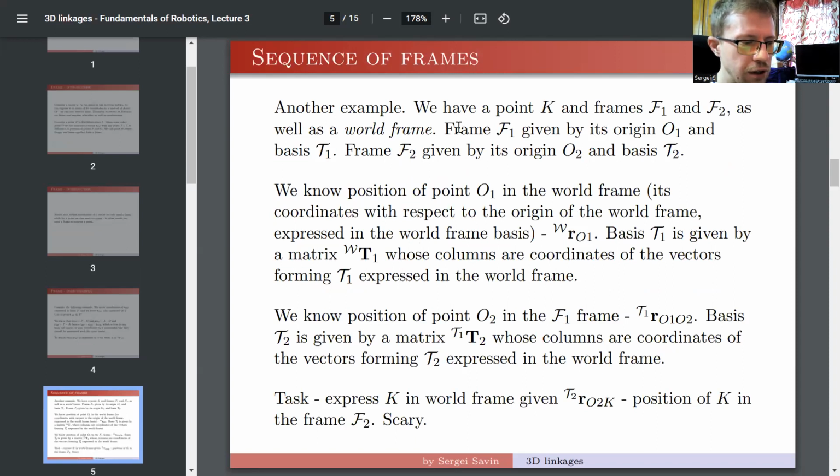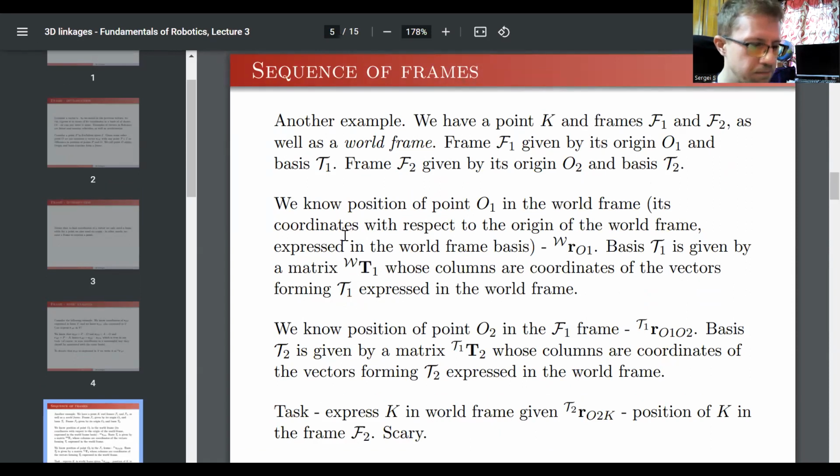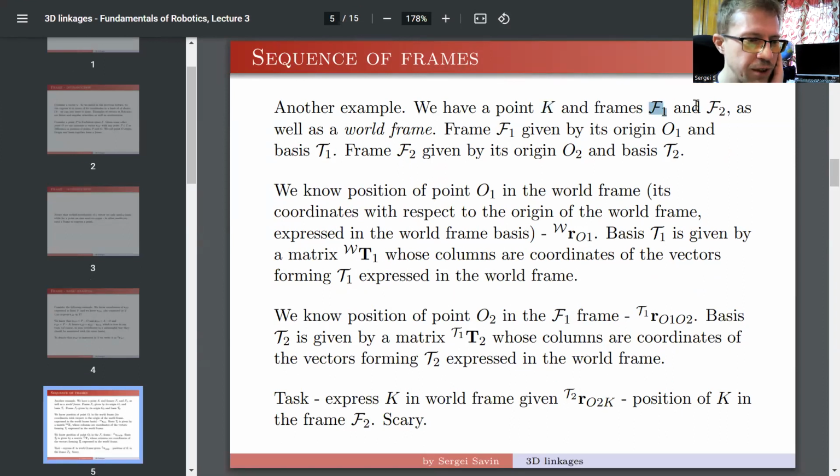Now we go to a real mind-breaking example. It's something quite challenging. So we have point K, 2 frames, F1, F2, as well as something we called the world frame. Frame 1 is given by its origin O1 and basis T1. F2 is given by its origin O2 and basis T2. Okay.